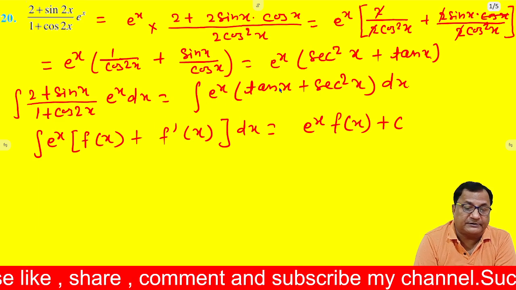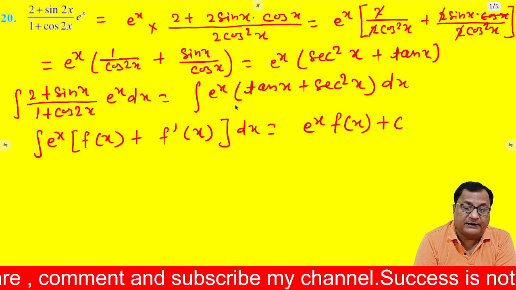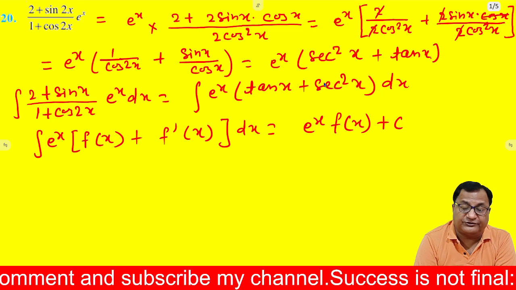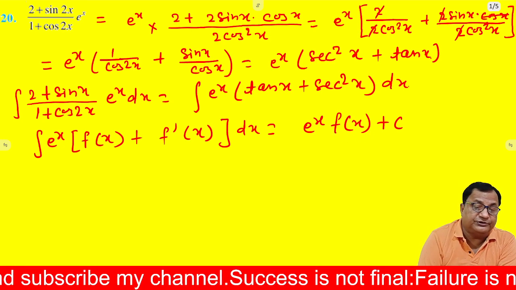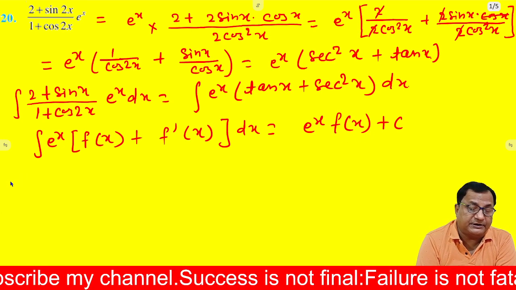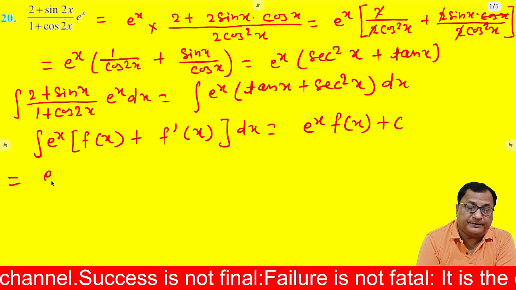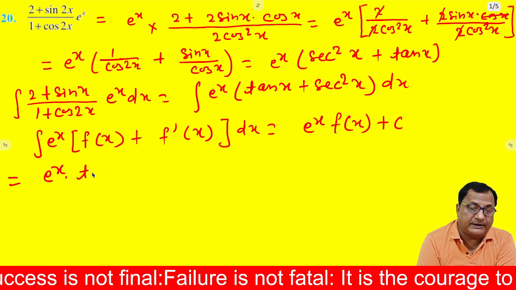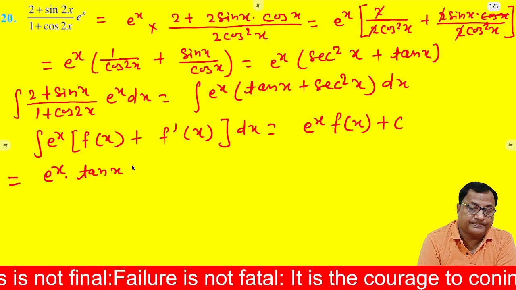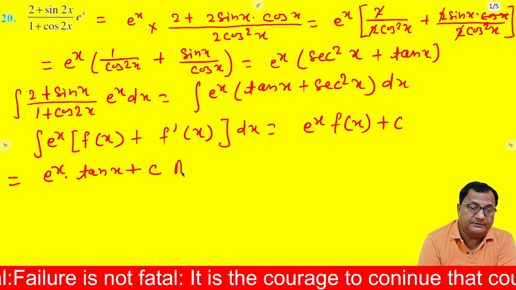By using this formula we see here that this is e^x and tan x. If the function is tan x, the differentiation of tan x is sec square x. So by using this formula we will integrate that: e^x into tan x plus c. This is the answer.